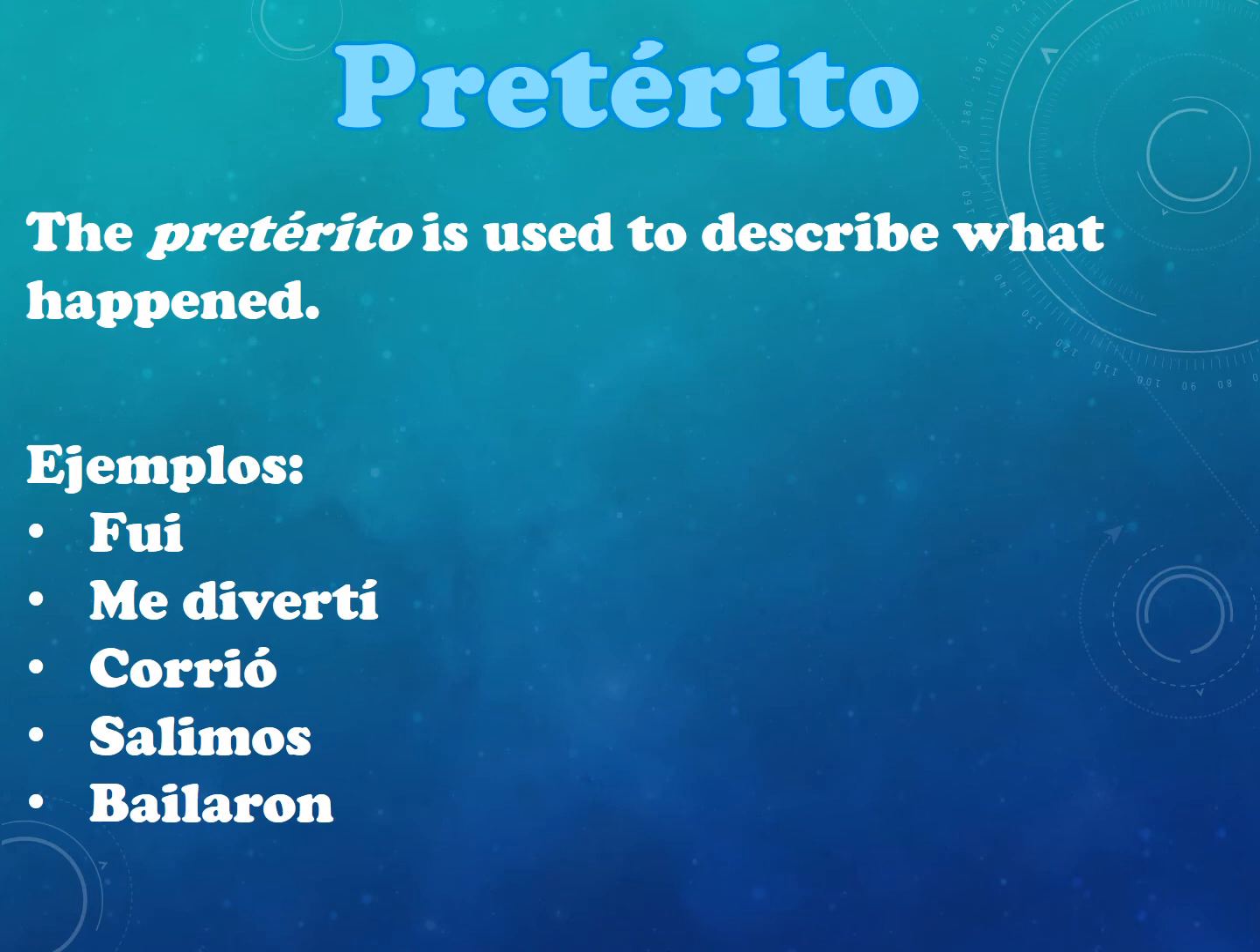Fui, me divertí, again, are the yo form. Corrió, one other person. Salimos, we. Bailaron, more than one other person. And again, this is the form of the verb that describes events, things that happened. I went, I had fun, he or she ran, we went out, they danced.